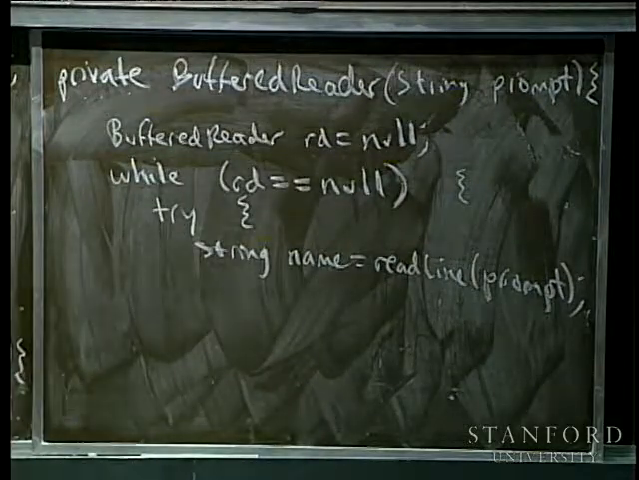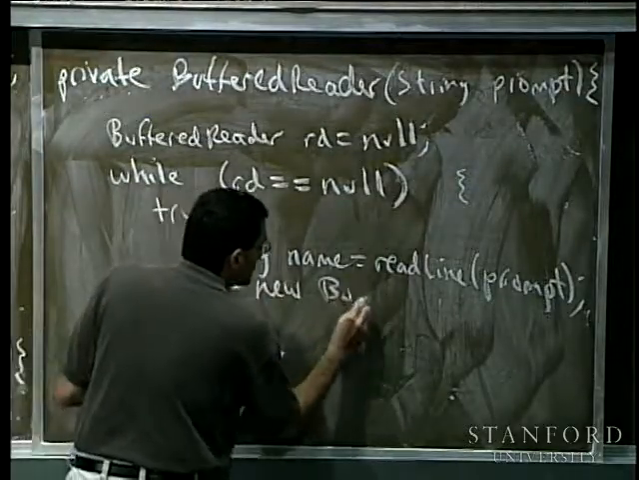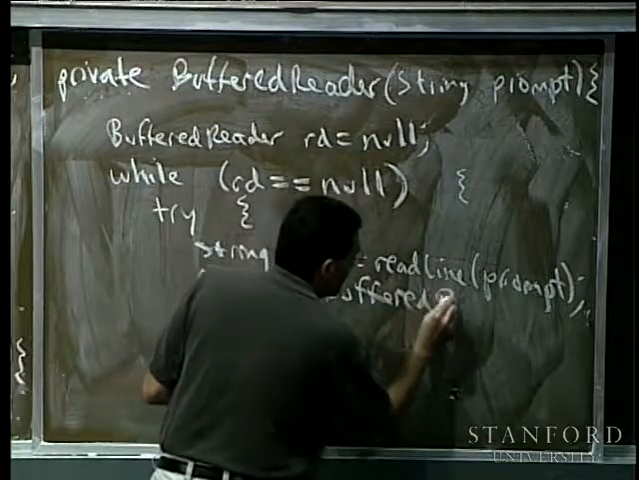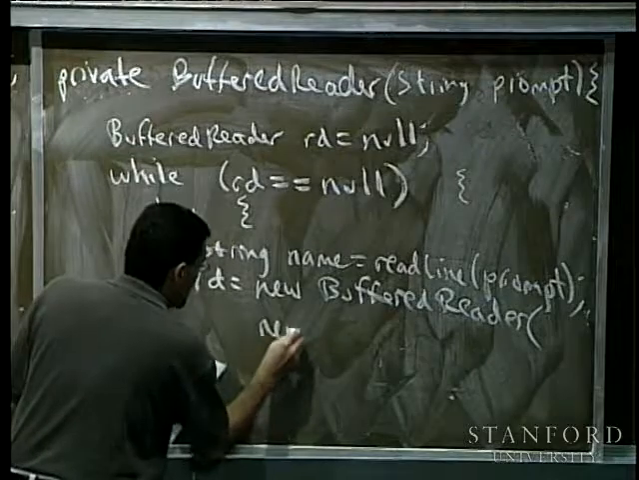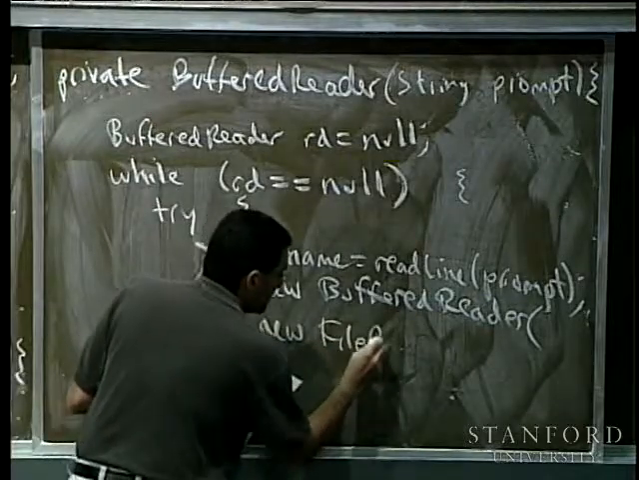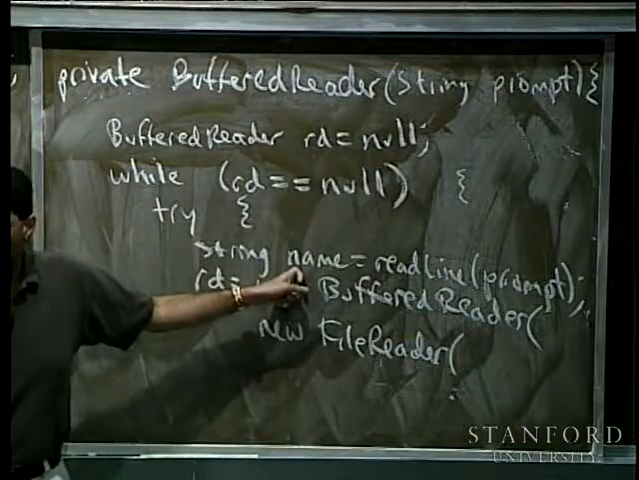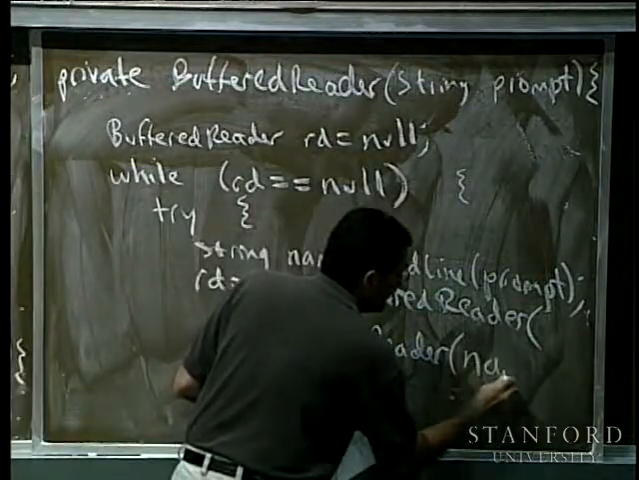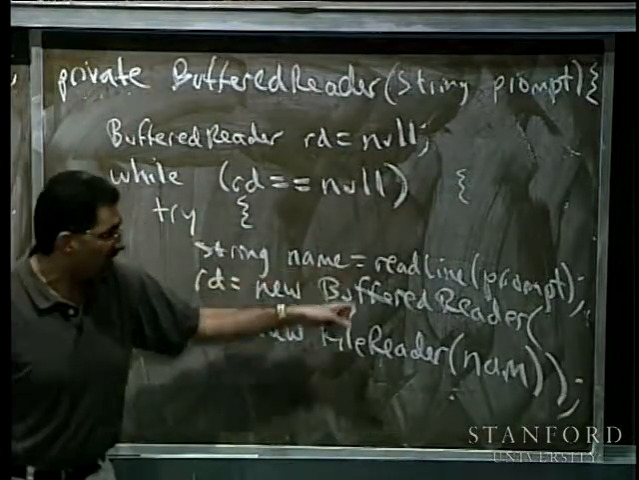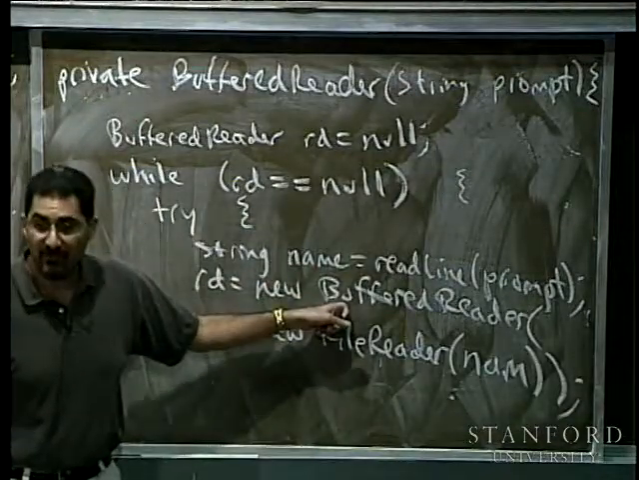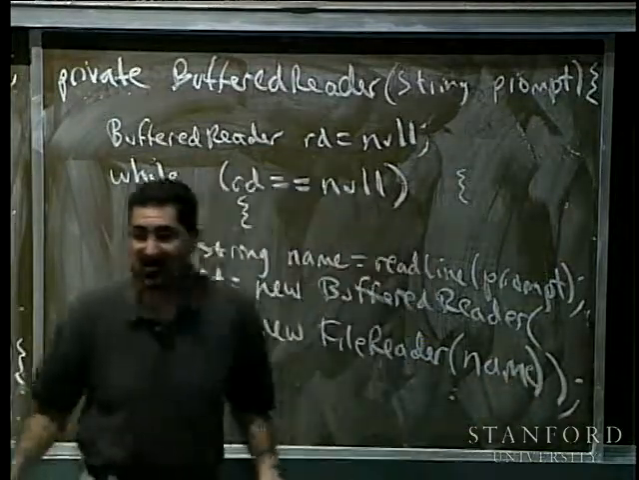I want to create the buffered reader. So I say rd equals new buffered reader. And the parameter I'm going to pass to a buffered reader is new file reader. And the parameter I'm going to give to the file reader is whatever file name the user gave me. So this is just name. So what this is going to try to do is create one of these new buffered reader objects that corresponds to the file with that name that's actually on disk.